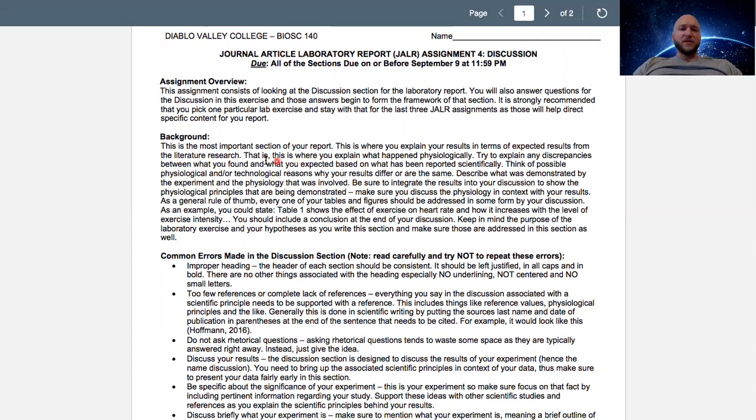So let's read this assignment. This is where you explain the results in terms of expected results from the literature research. That is, this is where you explain what happened physiologically. What was the reason? What was the mechanism for what happened in your experiment? Try to explain any discrepancies between what you found and what you expected based on what has been reported scientifically.